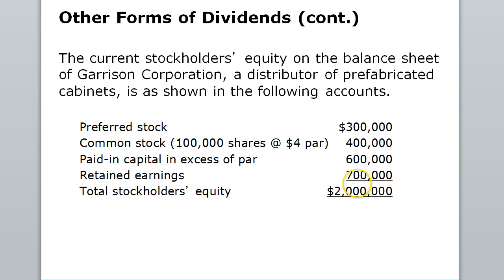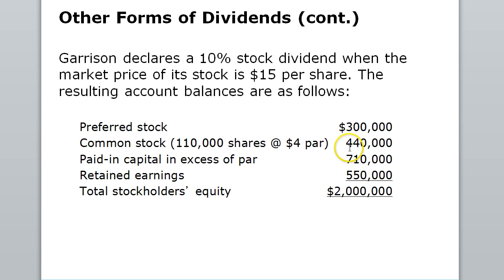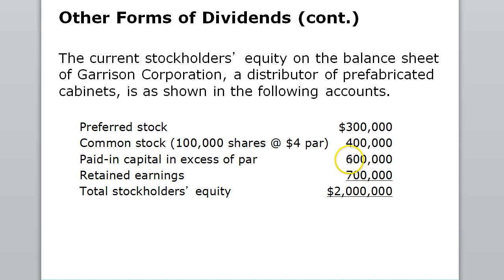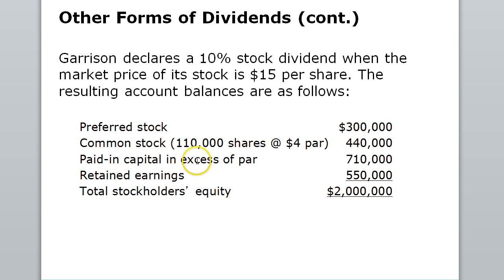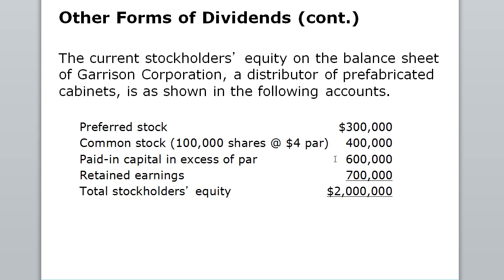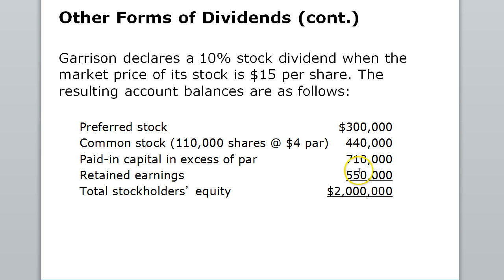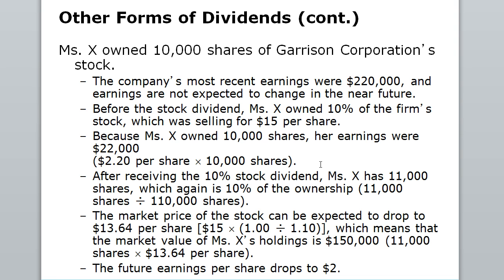So let's just go back. If you see what changed, the common stock went up by 40,000. However, the paid in excess of capital also increased by 110,000. And then we see retained earnings decreases from 700,000 to 550,000. The same amount as the 110 that went up here and the 40 that went up here. So that's basically how the balance sheet would be treated in this 10% stock dividend.